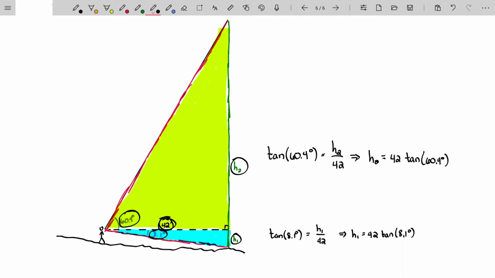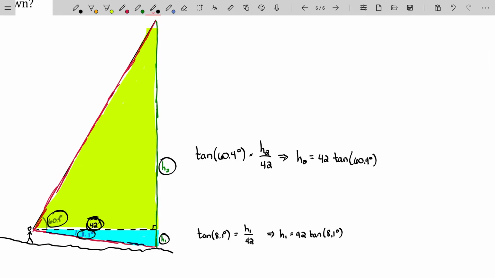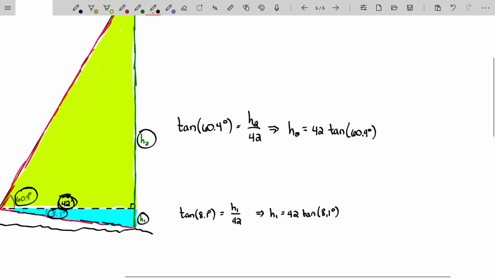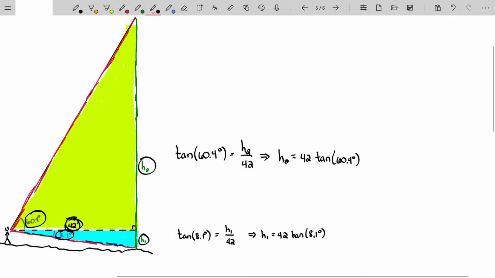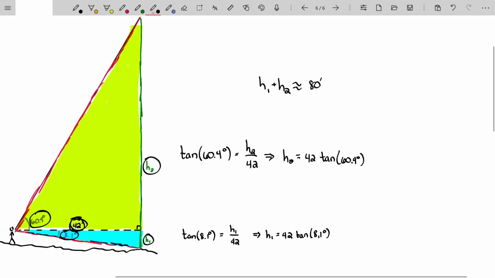And I'm going to round to the nearest whole number because there's a lot of literal eyeballing here. This is going to roughly be 80. So the total height, H1 plus H2, is approximately 80. It's 79.9, but I'm just going to say 80 feet.